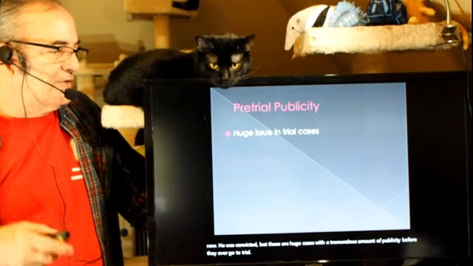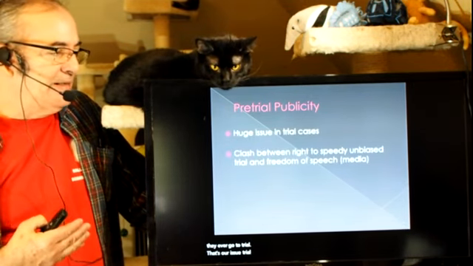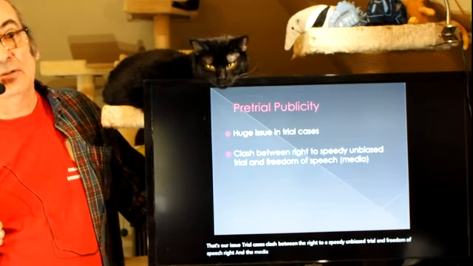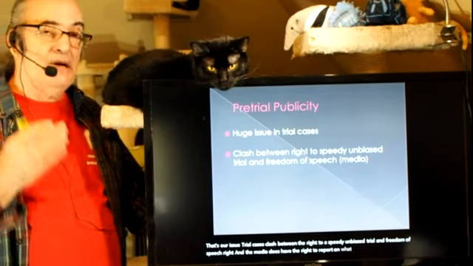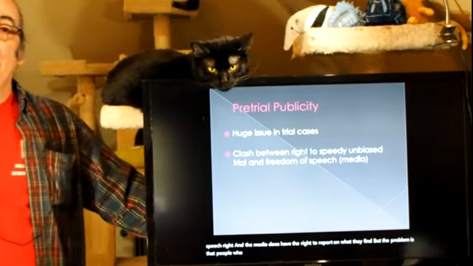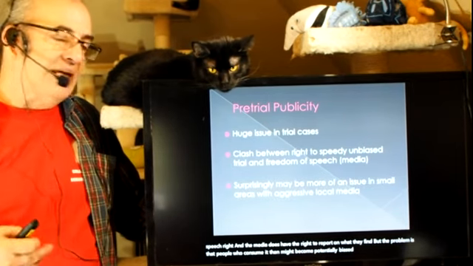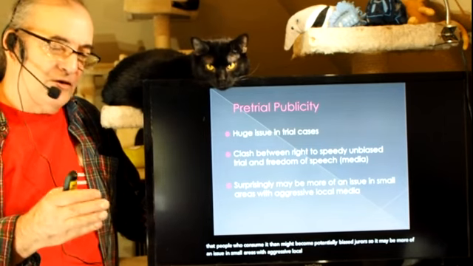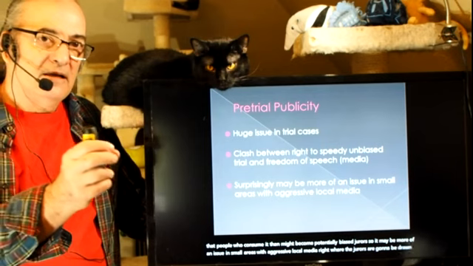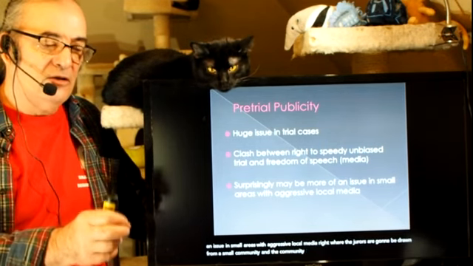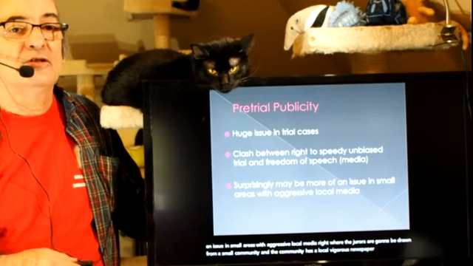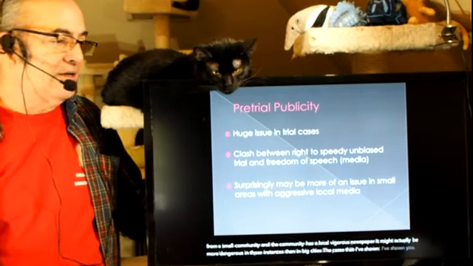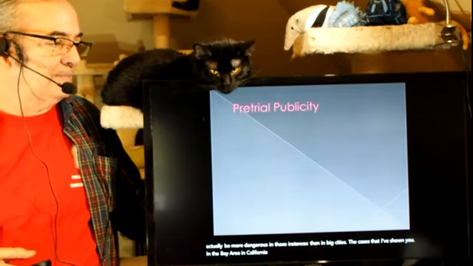So that's our issue. Trial cases clash between the right to a speedy, unbiased trial and freedom of speech, right? And the media does have the right to report on what they find. But the problem is that people who consume it then might become potentially biased jurors. So it may be more of an issue in small areas with aggressive local media, where the jurors are going to be drawn from a small community and the community has a local vigorous newspaper. It might actually be more dangerous in those instances than in big cities like the cases that I've shown you, either in the Bay Area in California or Southern California.